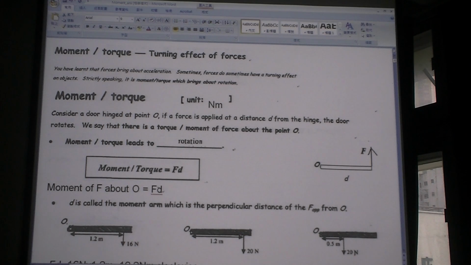Now here the D has got a name called the moment arm of the force, which is the perpendicular distance of the applied force F from point O. Now this D, this moment arm, needs a bit more detailed explanation. Now let me capture the screen.